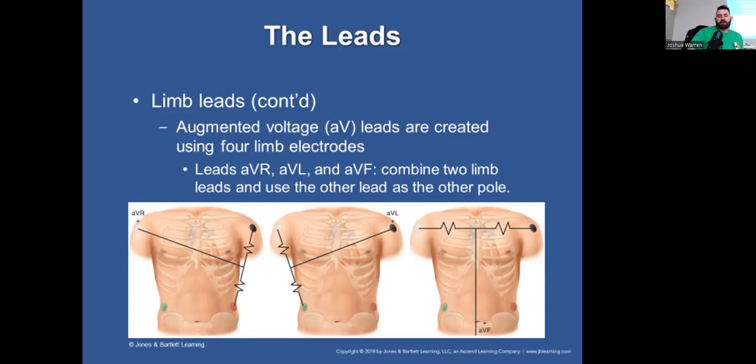So the limb leads are what? 1, 2, 3, AVR, AVL, AVF. So the big 2 I want you to remember today are AVL, looking at what portion of the heart? Lateral. AVF, looking at what? Very good. The bottom, inferior portion.